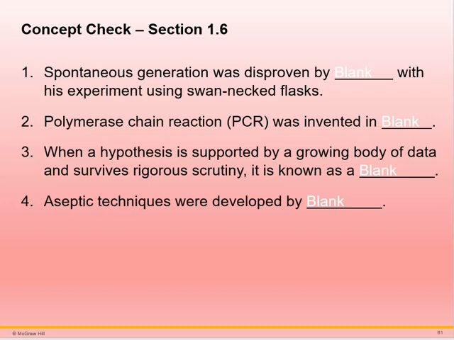So spontaneous generation was disproven by Blank with his experiment using swan-necked flasks. Polymerase chain reaction was invented in what decade? When a hypothesis is supported by a growing body of data and survives rigorous scrutiny, it is known as a Blank. And question 4, aseptic techniques were developed by Blank.